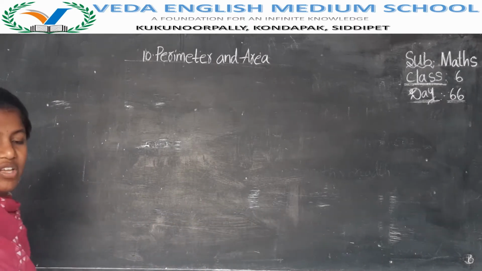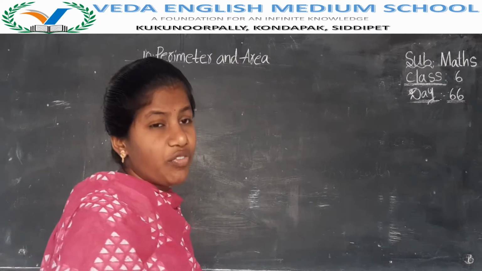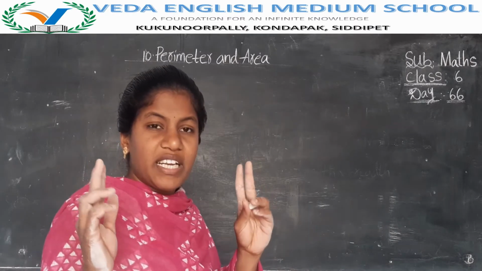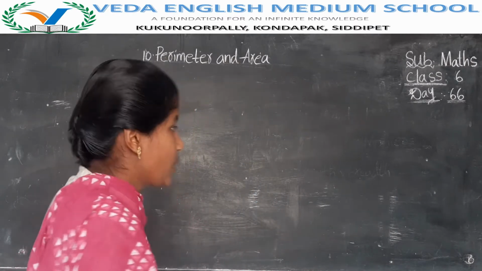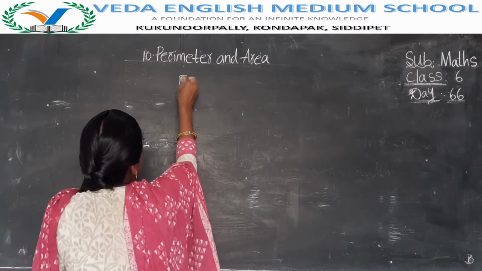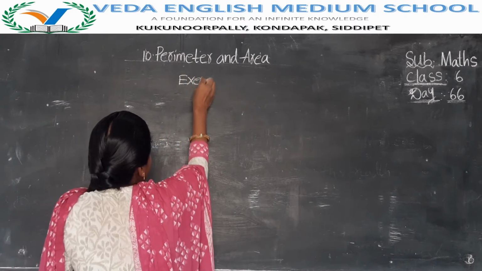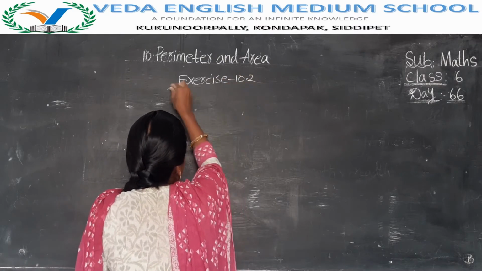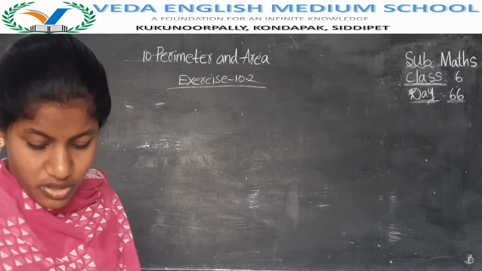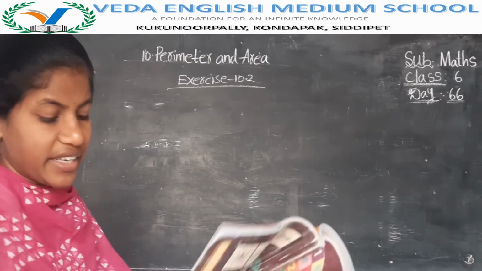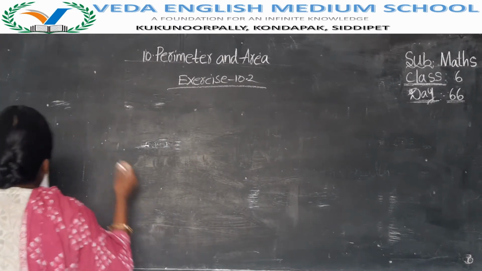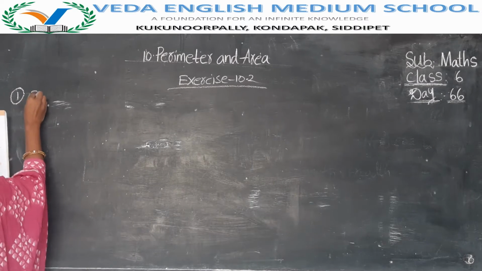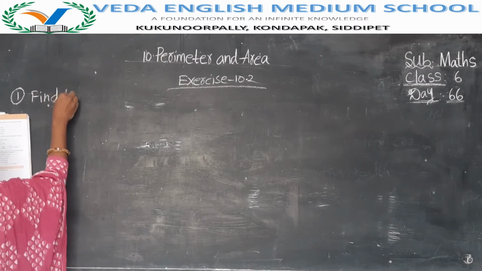Why? Because in a square all sides are equal. So if you get two measurements, then you have to assume that that is exactly a rectangle only. So exercise 10.2. First bit. Find the area of the rectangles with the given sides.